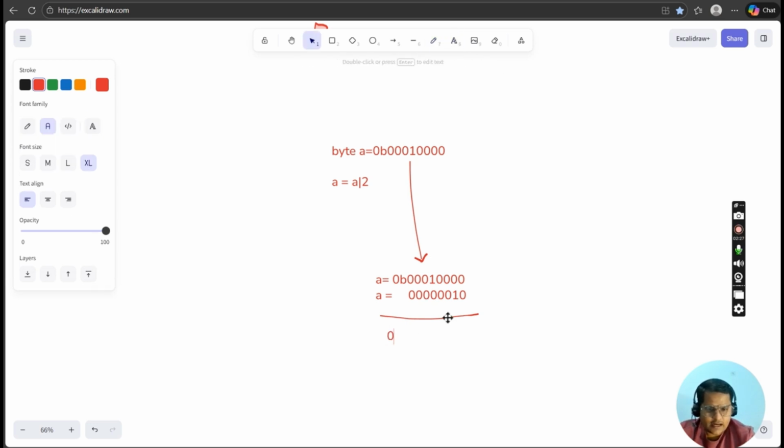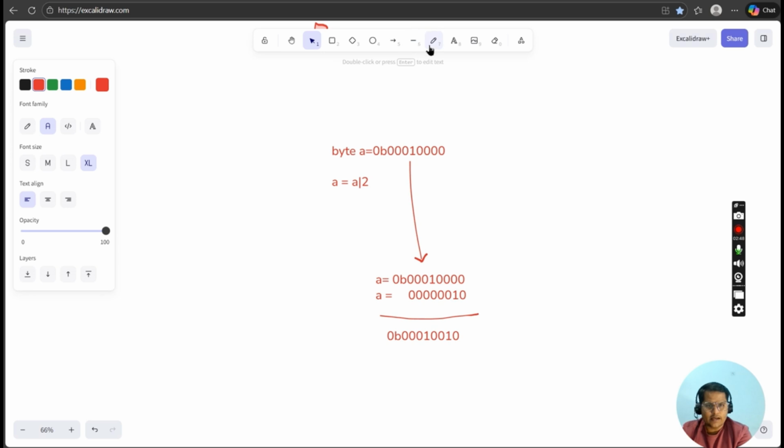OR means basically adding, right? 0B 0 0 0 1 0 0 1 0. This is the value which you get after this OR operation. Okay, now what will AND operation give?